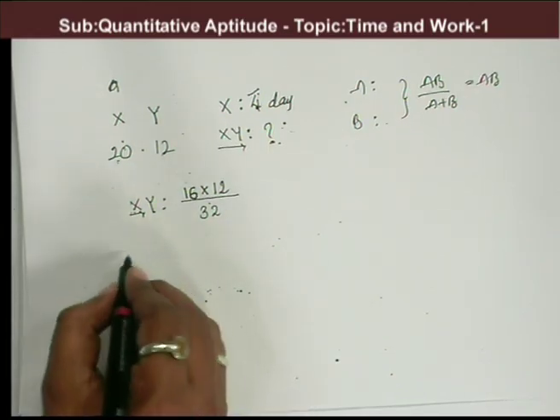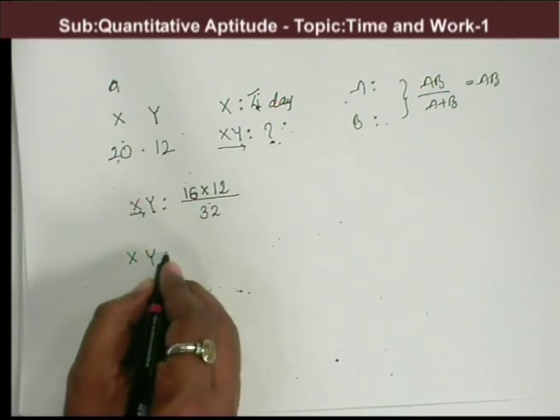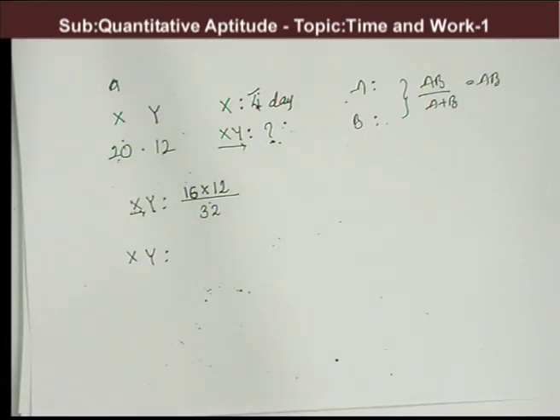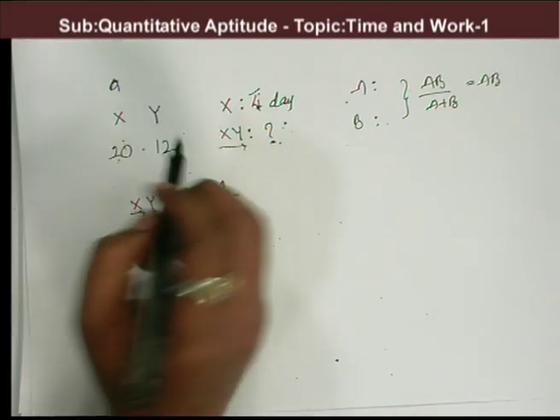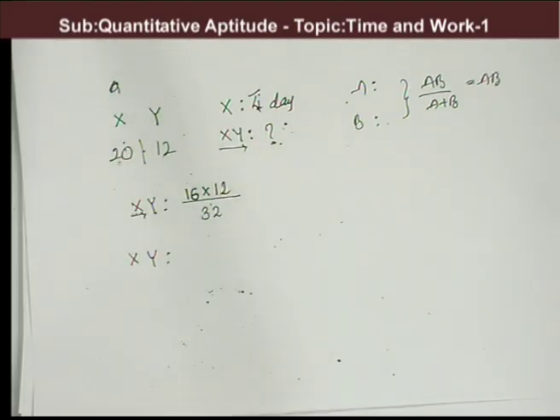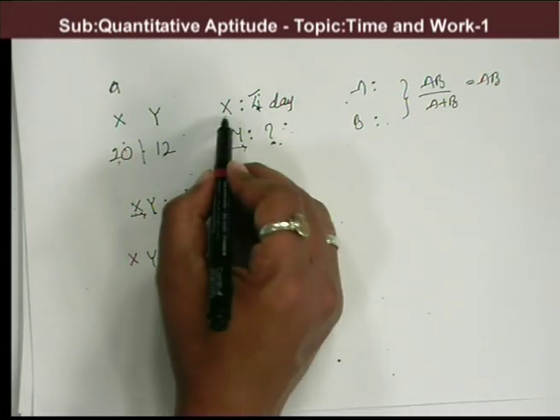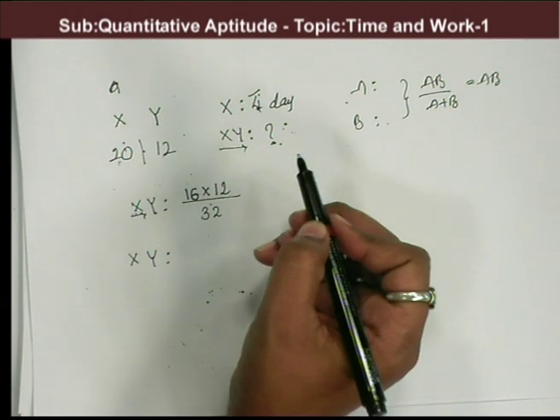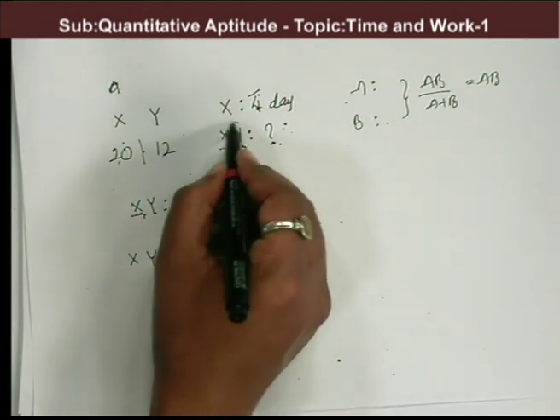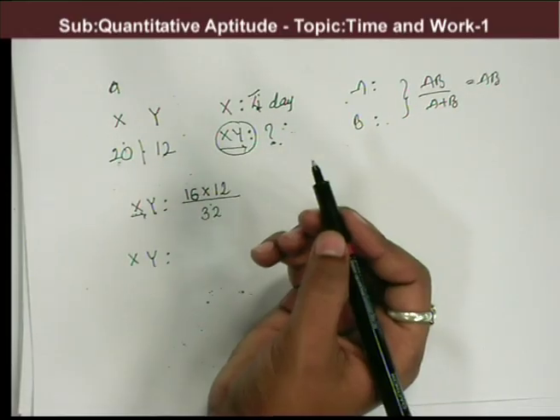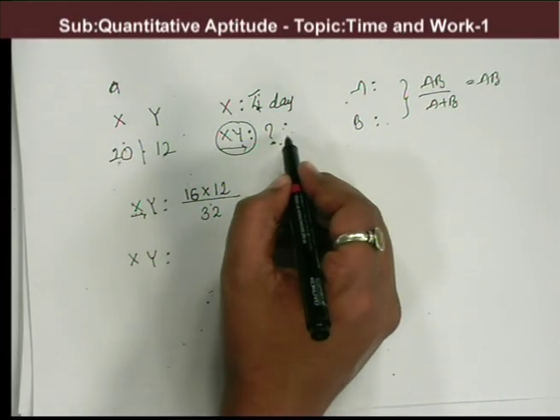Once again I am explaining this because it is very important. X can complete the work in 20 days, Y can complete the work in 12 days. So both separately complete the work in 20 and 12 days. Now X started the work, and after 4 days Y joined him. So after 4 days, X and Y both work together. We do not know how many days they work together.